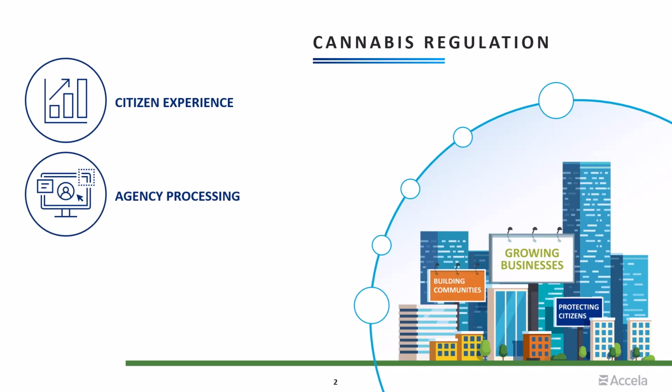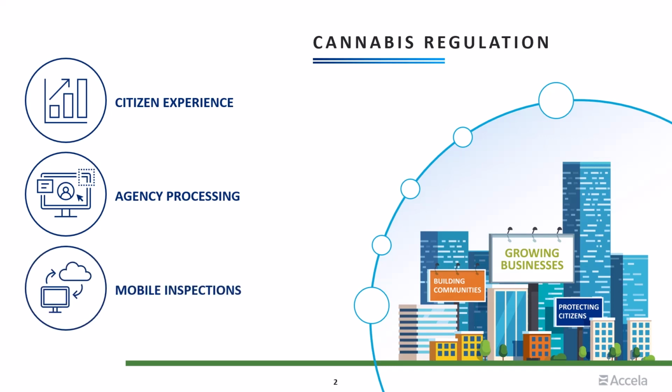Then we're going to move on to agency processing and show you how you can make your back office users more efficient in processing applications. And then we're going to show you how you can increase the efficiency of your field workers through mobile inspections.